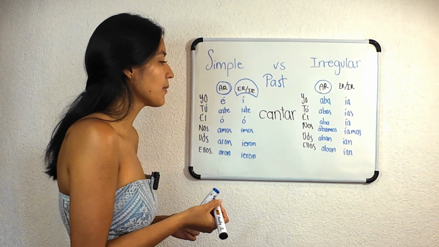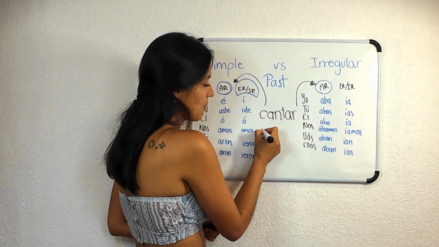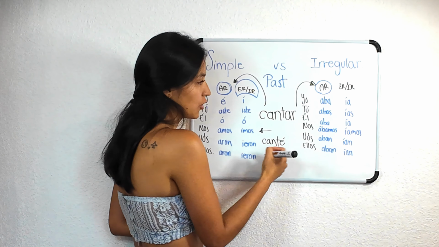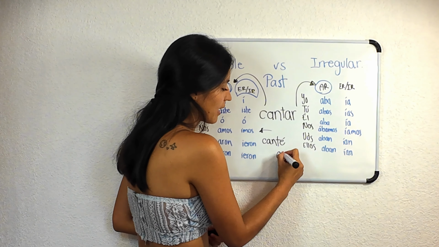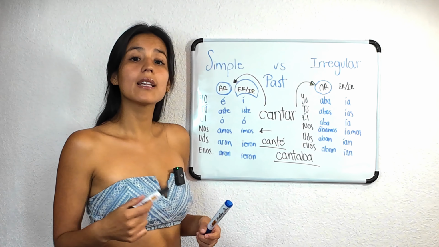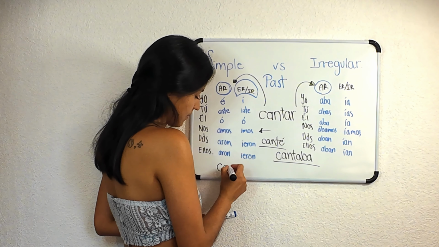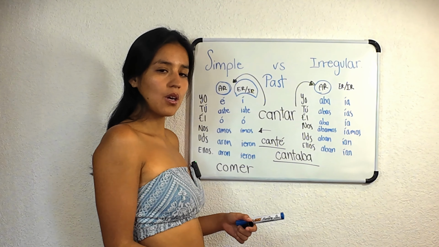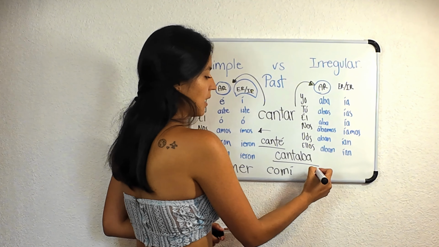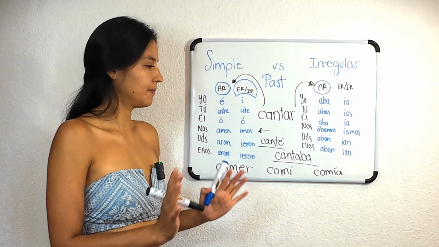We have the verb cantar, so we are going to do it with both. If it's going to be a simple past, it's going to be canté. Yo canté. But if it's going to be the irregular, it's cantaba. Okay, so we have yo canté y yo cantaba. Now I'm going to give you one with this one. Comer. So we are going to have comí, comía. Okay? Well, that's pretty good.